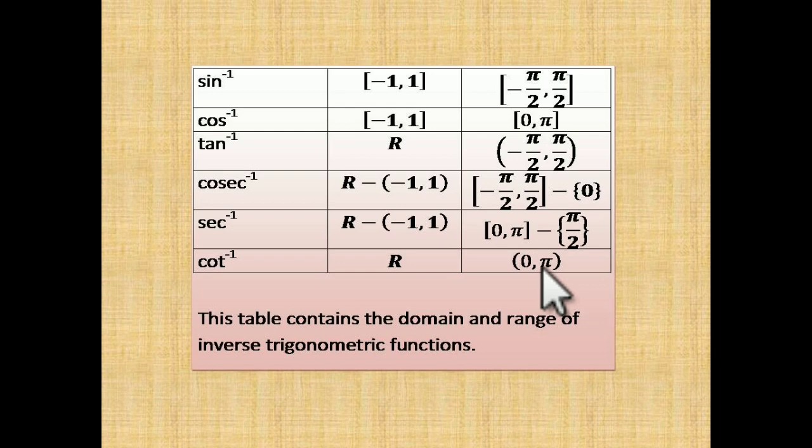As I have told you, we have two categories. One is -π/2 to π/2 and the other one is 0 to π. So your sine inverse, cosec inverse and tan inverse belong to the category -π/2 to π/2, and your cos inverse, sec inverse and cot inverse belong to the category of 0 to π.